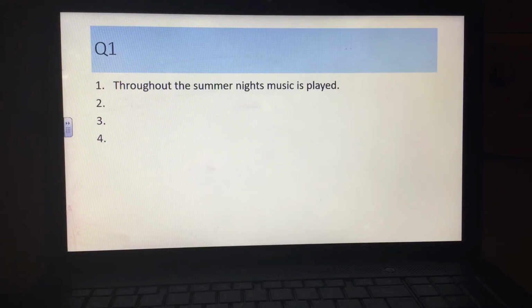The reality is you look to read the extract for about 15 minutes with your annotations, and you're then looking to answer this question in about 5 minutes. Okay, so let's move on to question 2.